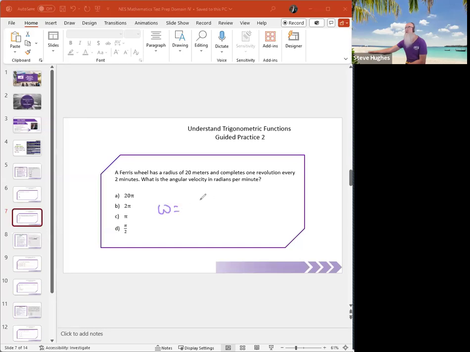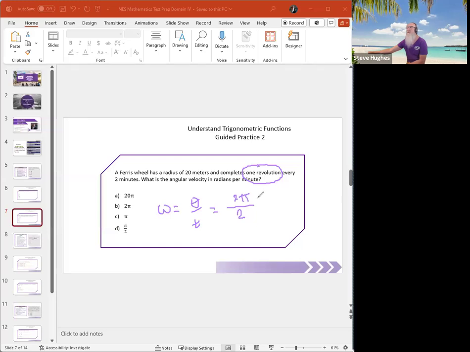So omega equals the angle theta divided by time t, right? That's what angular velocity is. Theta divided by t. All right. So in this case, what does it tell us that theta is? It tells us it does one complete revolution. That's 2 pi. All right. And what is time? It is 2 minutes.